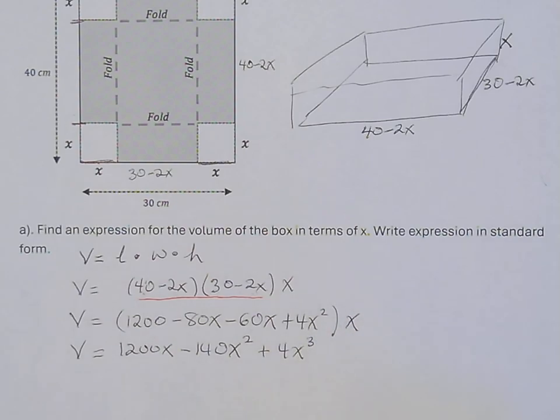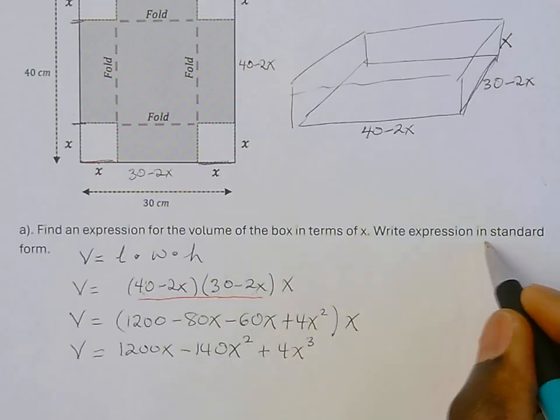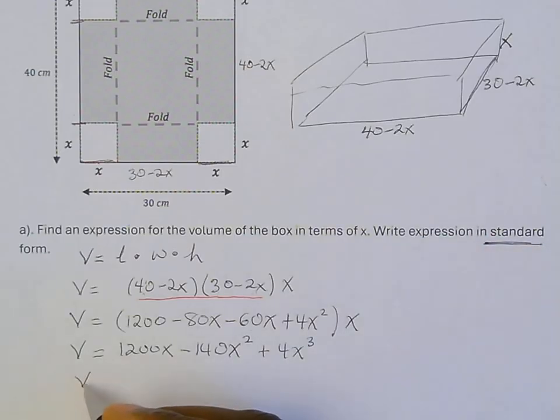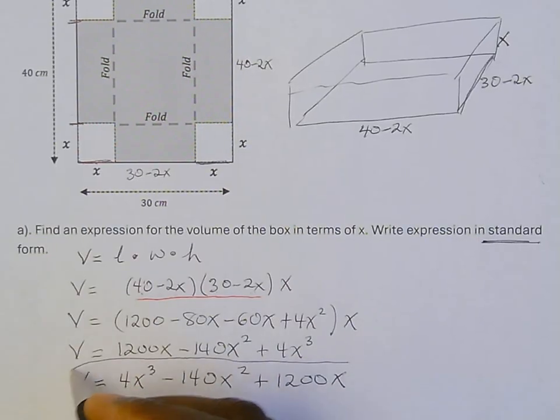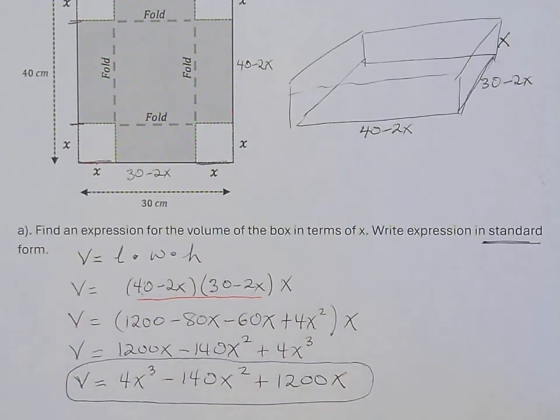Now, because we're asked to write the answer in standard form, I'm going to say the volume in terms of x will be 4x cubed minus 140x squared plus 1200x. So that becomes the volume in terms of x of this box.